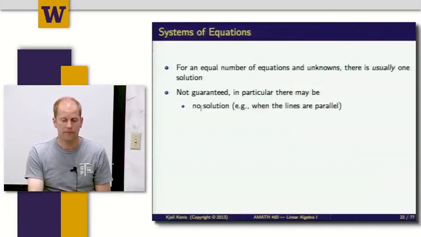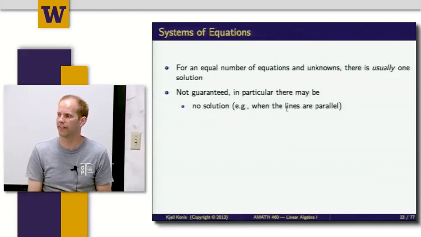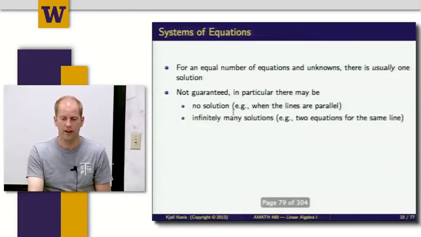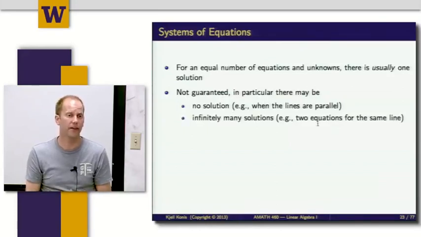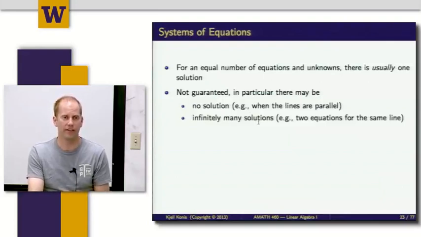So there may be no solution. Basically my interpretation of a system of equations is where do these 2 lines intersect. If the 2 lines are parallel, we'll get no solution. Or if you have 2 equations that look different but are actually describing the same line in the plane, then you have infinitely many solutions. Sorry, any point on that line satisfies the equation of each line.